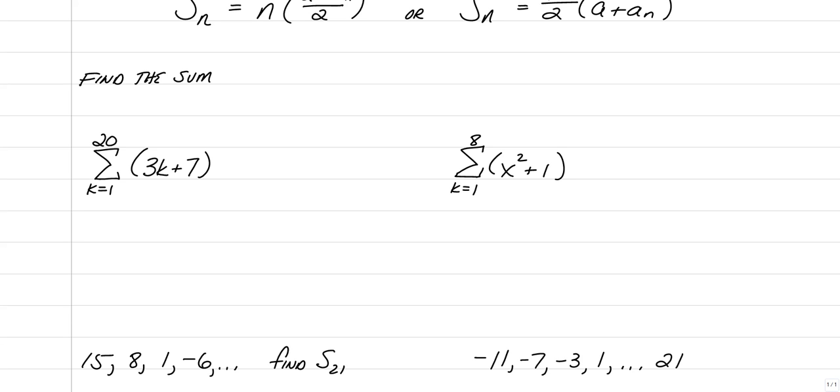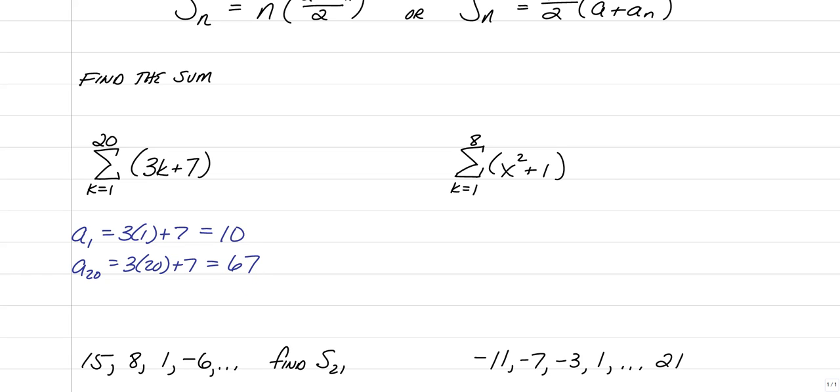So the first example, we see that we have k is equal to 1, and we have 20 terms. So the first thing we should do is find a sub 1. That's just going to be 3 times 1 plus 7, and that is going to end up giving us 10. And then we need to find the 20th term, because that's where we're going to stop. So that would be 3 times 20 plus 7. And of course, that's going to give us 67.